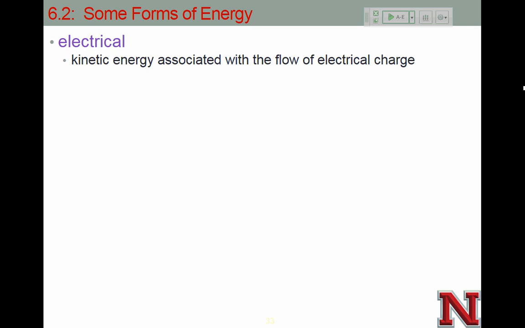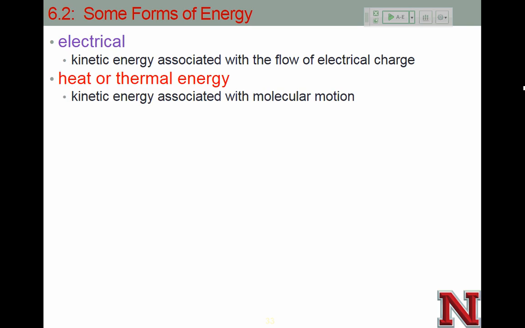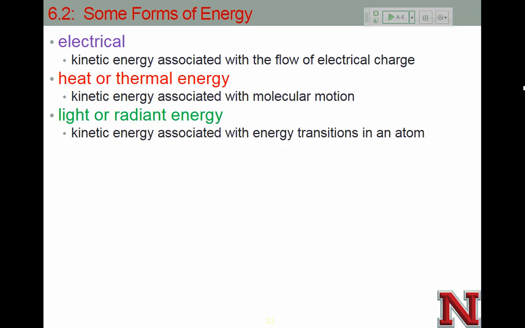There are a couple of different types of energy. There's electrical energy, which has to do with the flow of electrical charge, which of course is electrons. Heat or thermal energy is associated mostly with molecular motion, and we'll be looking at thermal energy a lot in this chapter. Light or radiant energy is kinetic energy associated with energy transitions in an atom. We won't be looking at that so much in this chapter. Later on in 106, you're going to be looking a bit more at that.